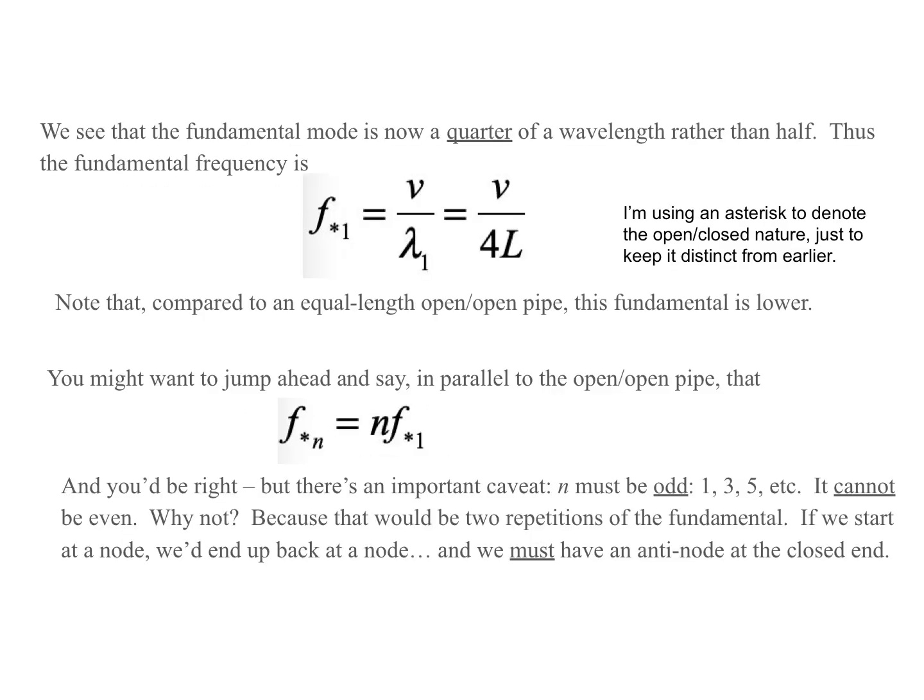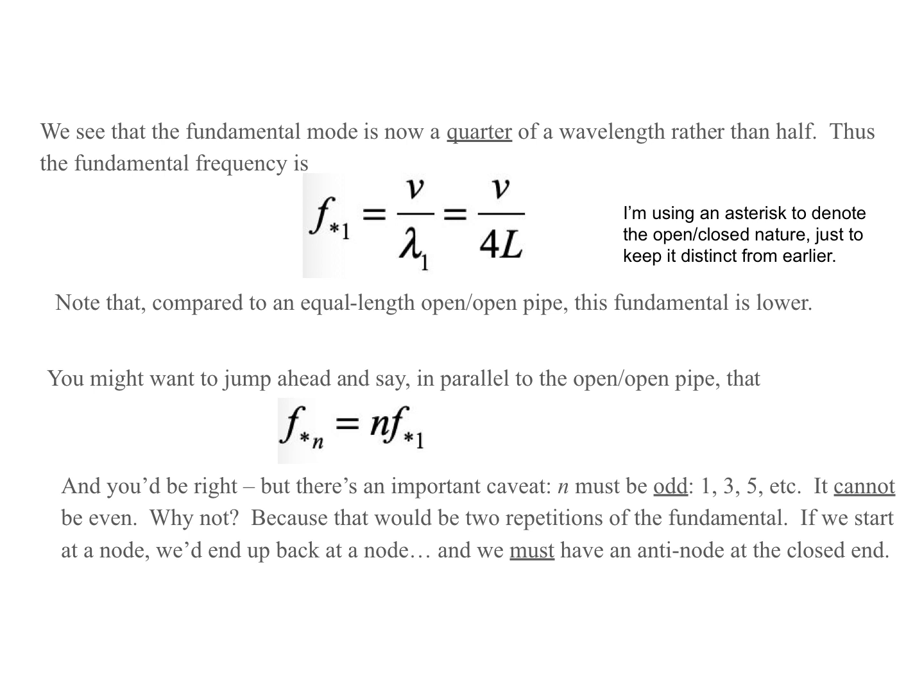We see that the fundamental mode is now 1/4 of a wavelength rather than half. Thus, the fundamental frequency f1 is v over lambda 1, which is v over 4L. Here I called it f star 1 to just indicate that it's the open-closed case, so we can compare them later if we need to. Note that compared to an equal length open-open pipe, this fundamental frequency is lower, in fact, by a factor of 2.